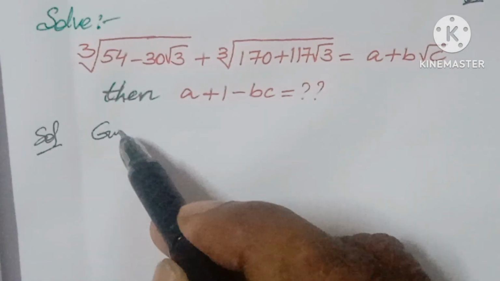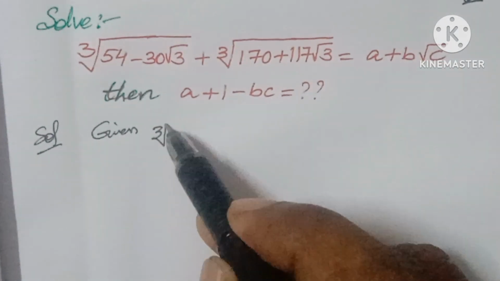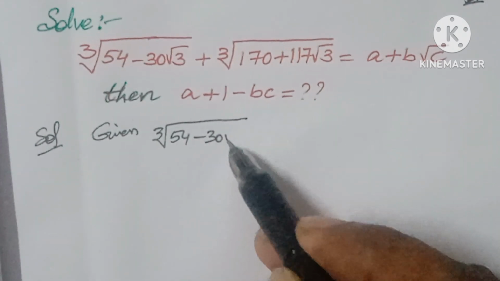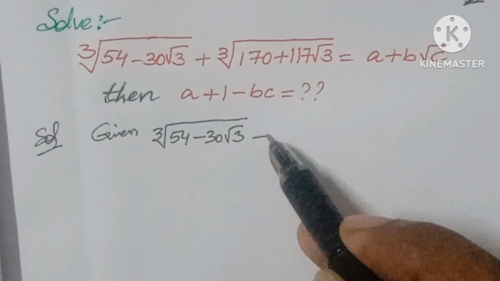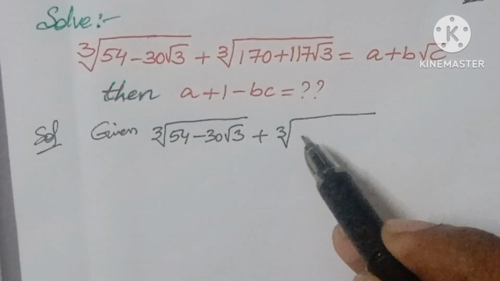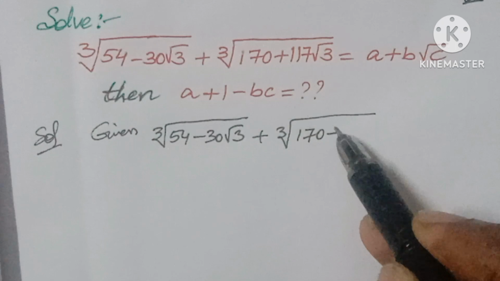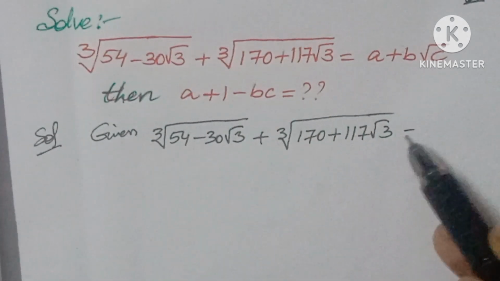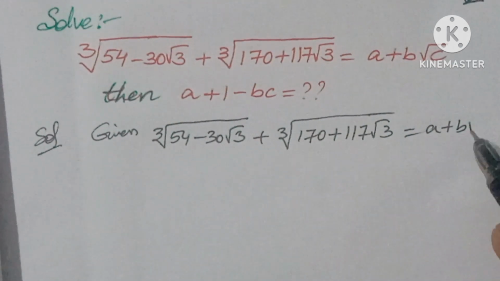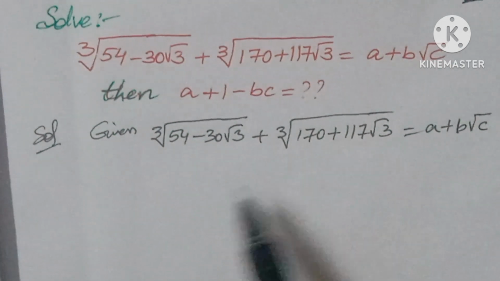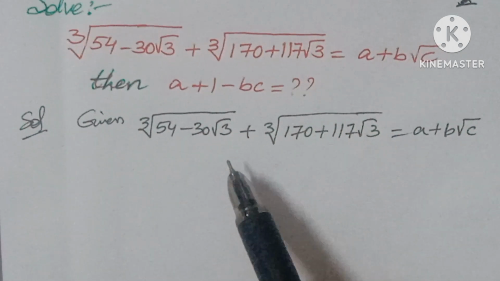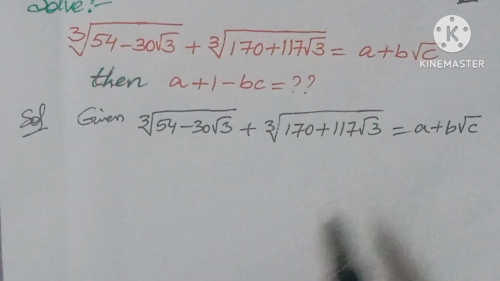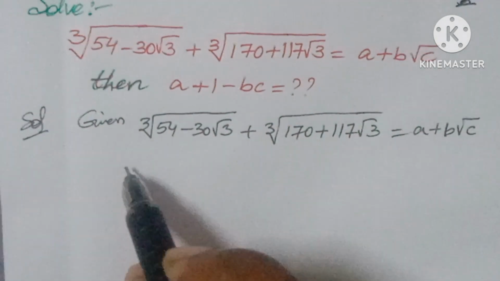So first of all, given the cube root of 54 minus 30 root 3 plus the cube root of 170 plus 117 root 3 is equal to a plus b root 3. So first you have to solve the cube roots individually. I am taking the first one.